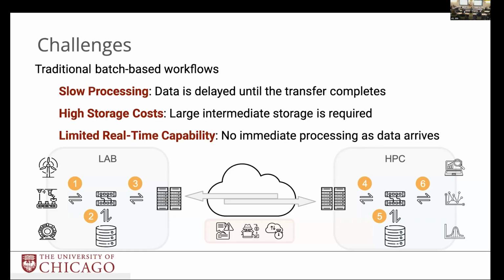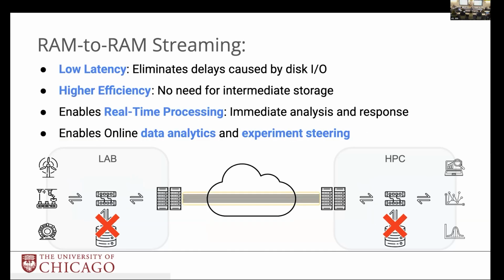So for example, since each experiment can be really costly, we might need to modify the experiment's variables and parameters during the experiment before it finishes. But we won't have that with these traditional workflows.